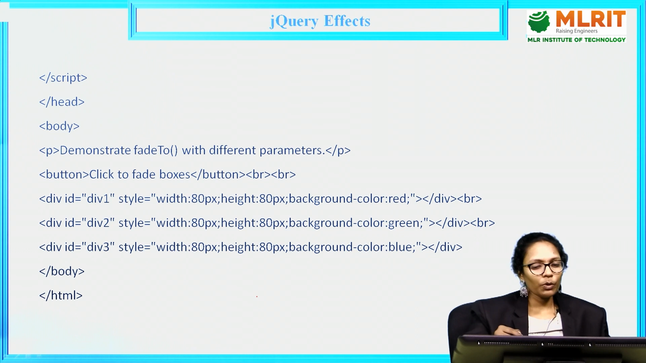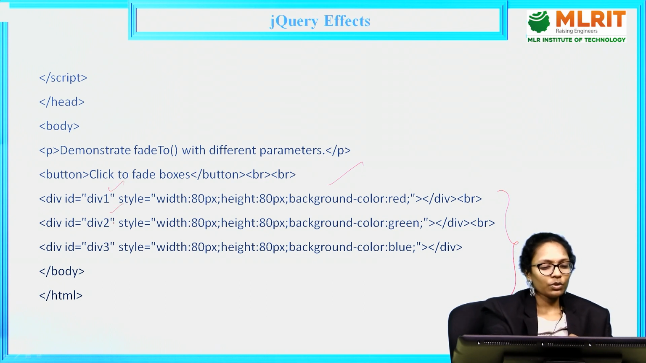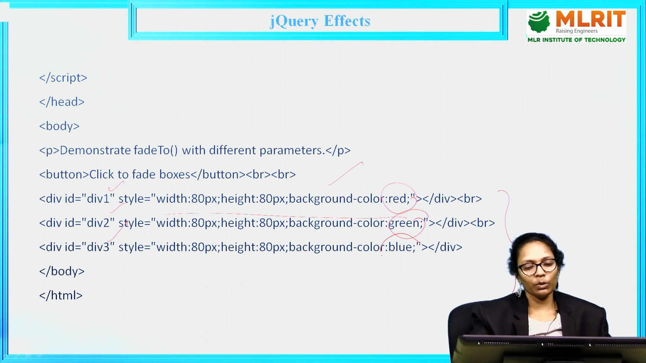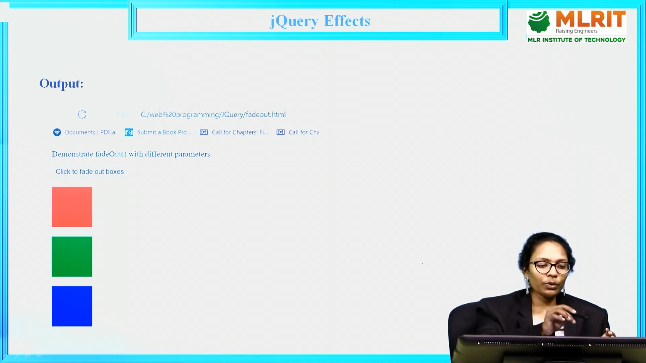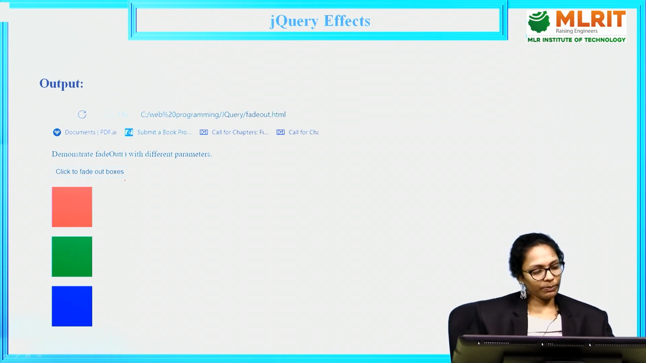And coming to the body section, we have created a button followed by 3 divisions just like your previous program. So div1, div2, div3 and with the provided styles, red, green and blue, and initially all will be displayed. So this is the output I will get. But if you click on this button, what happens we will see.